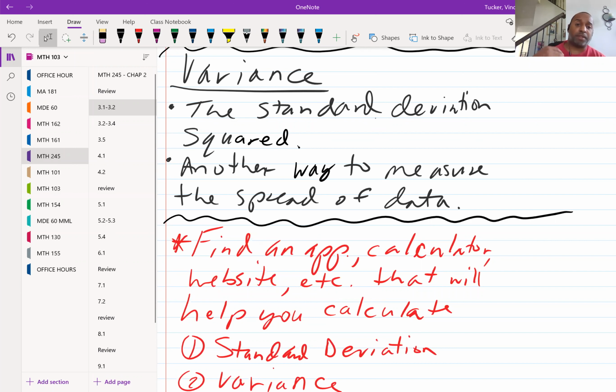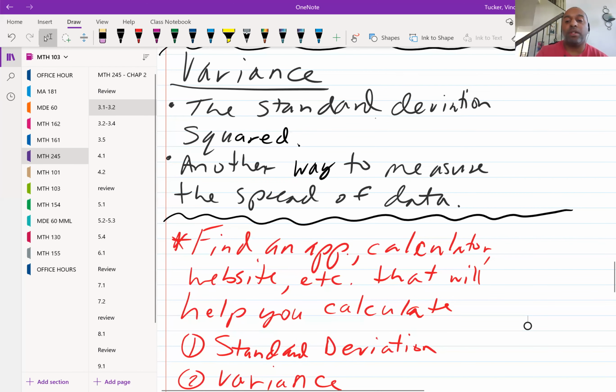So your assignment when it comes to the variance and the standard deviation is to find an app, calculator, website, or something of that nature that will help you calculate both of them. I'll show you one in a second and how it works. Whatever you use, I'm not asking you to buy anything. If you decide to purchase an app, that's up to you, but there's a bunch of free apps and free websites, like I'm about to show you, that will help you do this. So I'm not asking you to spend any money. And if you're doing more than just typing in the data values and hitting enter, you're doing too much. All you want to do is type in the data values, hit enter, and then move on to the next thing.